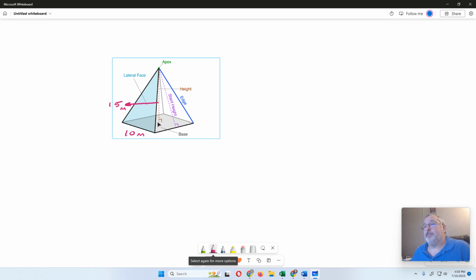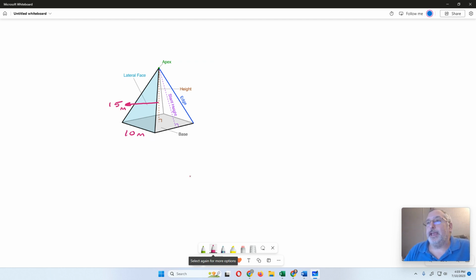Now the height that we need for surface area is called the slant height. The slant height goes from the apex or the tip of the pyramid down to the center of one of the sides. So that's the slant height that we know. Now, this is for square based pyramids, rectangular based pyramids are a different beast altogether. So we're focusing on square based pyramids.